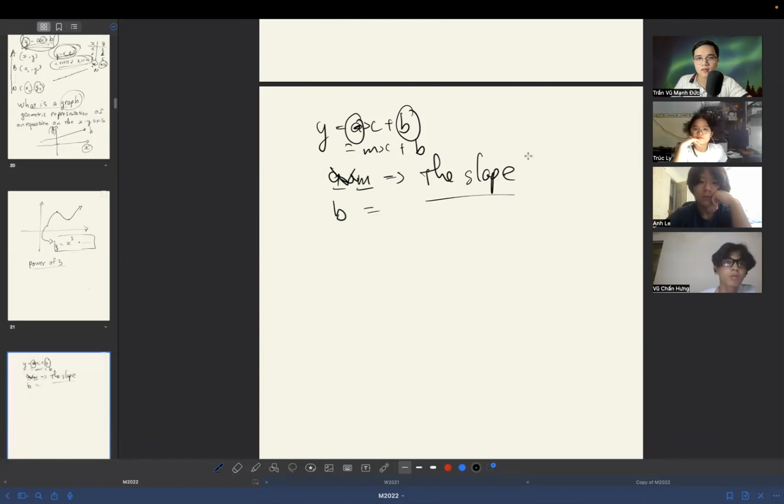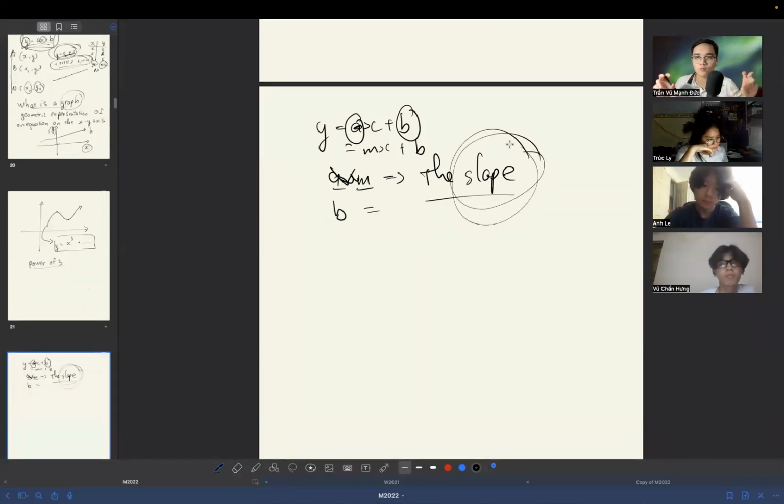What does it mean, the slope? Can anyone give me the definition of a slope? What do you think it means? Rate of change. Exactly.